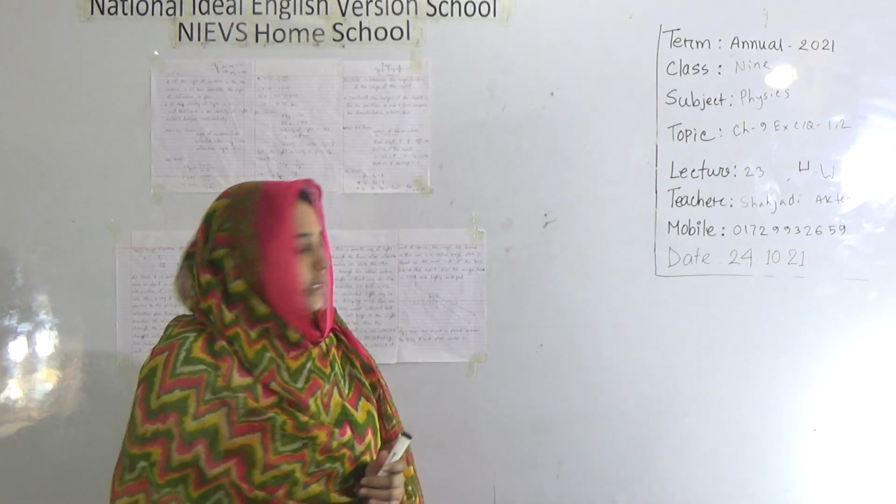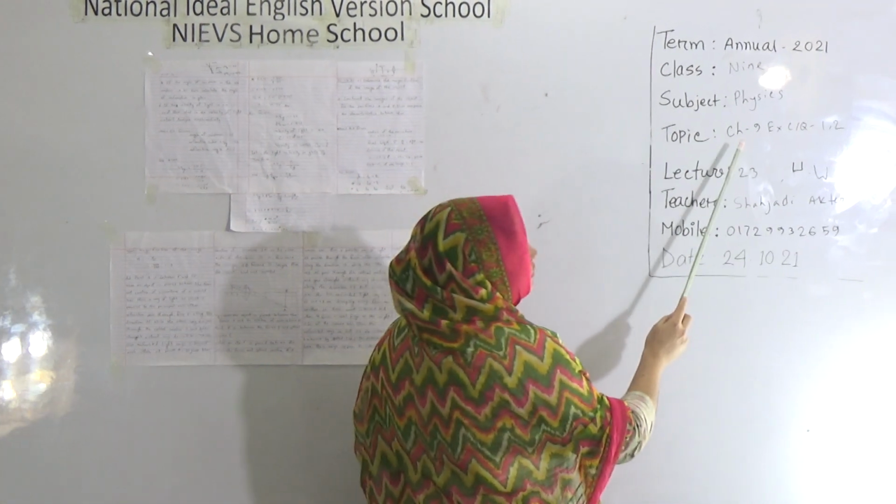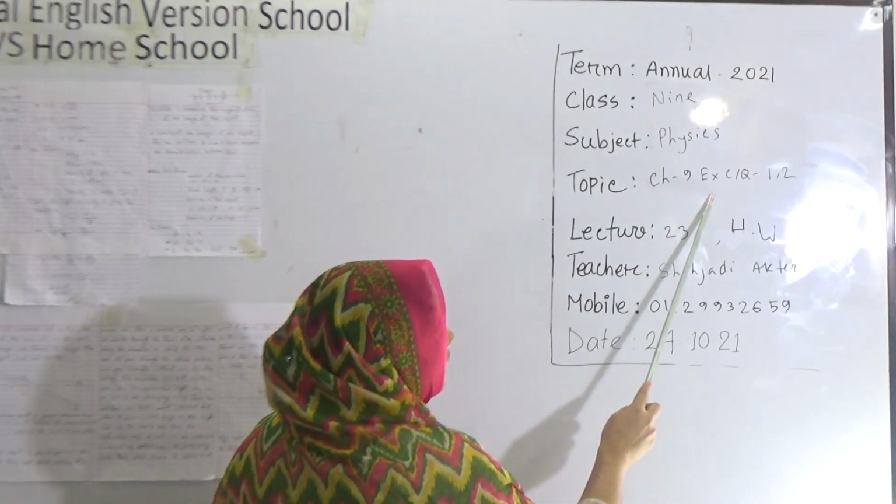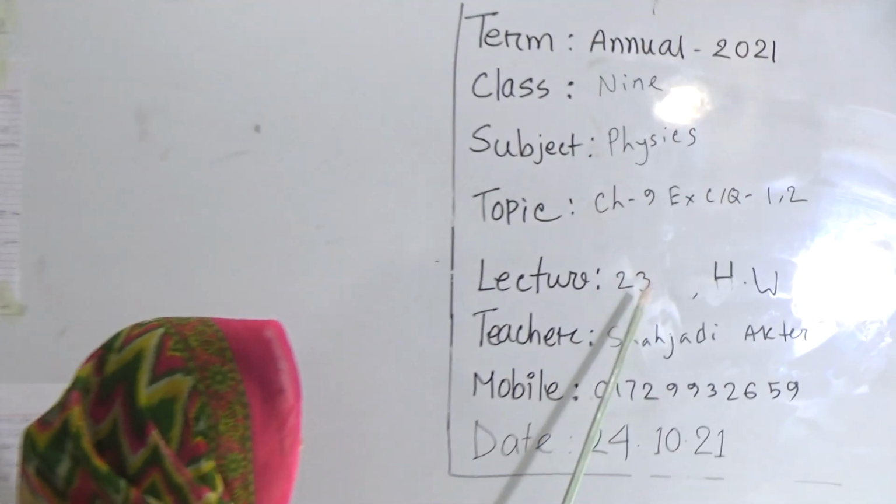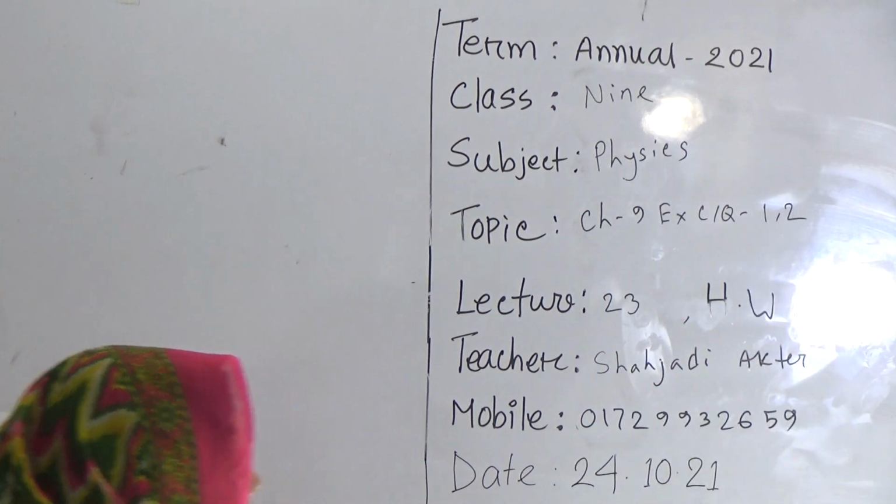Today I am going to take a physics class for class 9 students. My dear students, our today's topic is chapter 9 extra CQ 1 and 2. Our today's lecture number is 23 and interview number 18. My dear students, let's start our class.